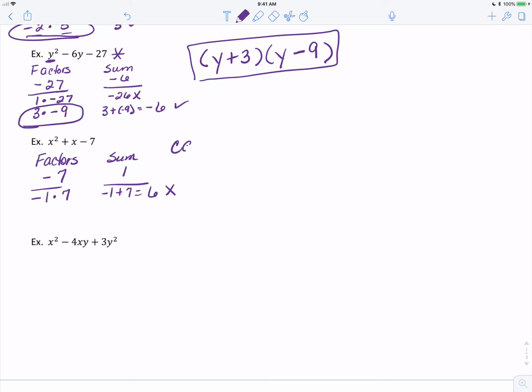So if something cannot be factored, what do we call it? Do you remember? It is considered prime. So we want to remember that. It's prime if it cannot be factored.